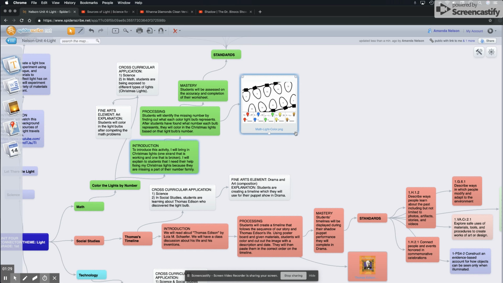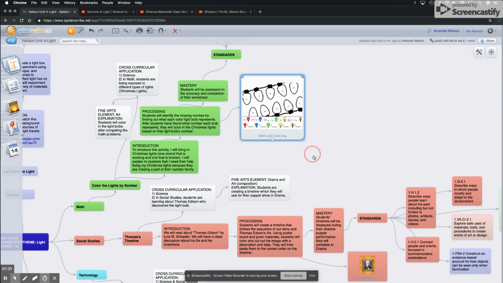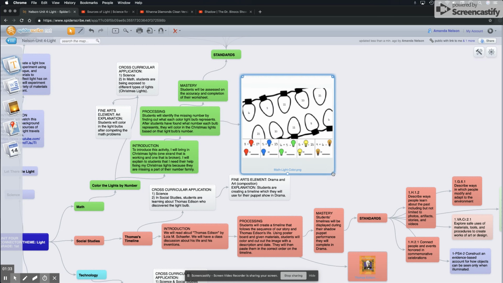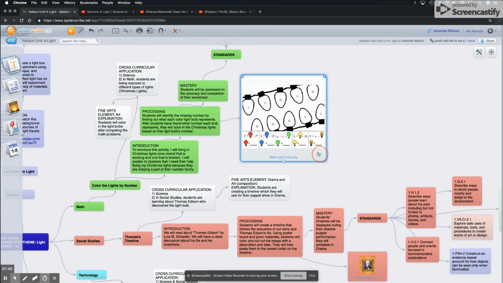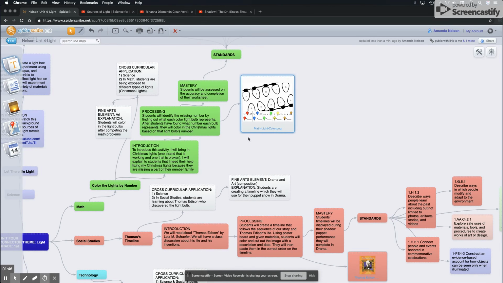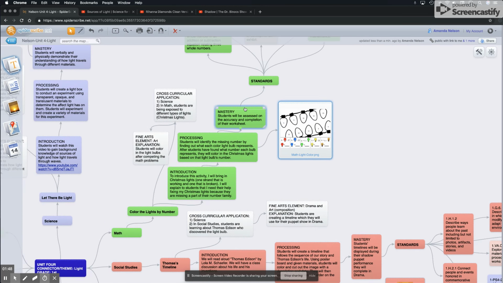So students are going to be completing this little worksheet here. They're going to find the missing number on all of these problems, and then they're going to color in the lights with the corresponding answer. So this is going to help me fix my Christmas lights that I brought in, and then students are going to be assessed based on their accuracy and completion of this worksheet.